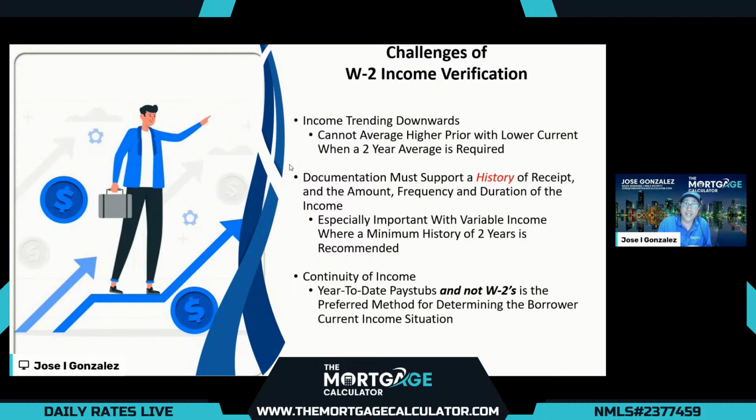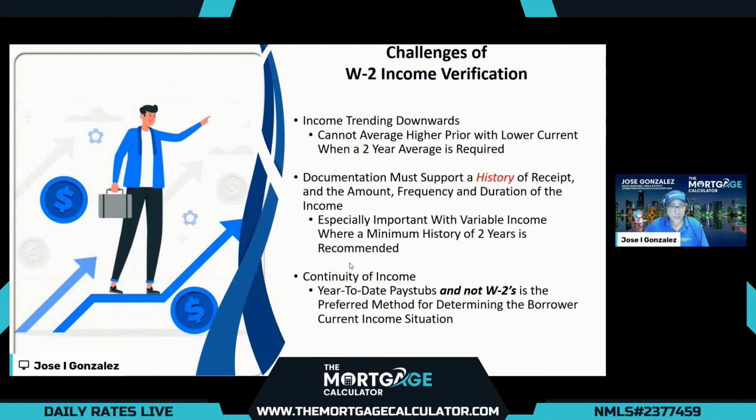Now, obviously, the can't-average-declining-values rule comes into play. So at that point, if it's a lower 2023 than 2022, you'd be using the 2023 W-2, but you would not use the year-to-date pay stubs. But remember, this is only when the borrower is employed by a family-owned business, right?